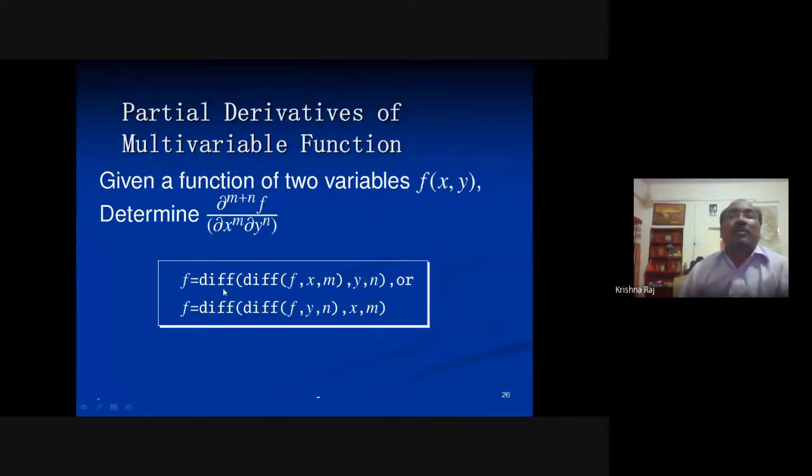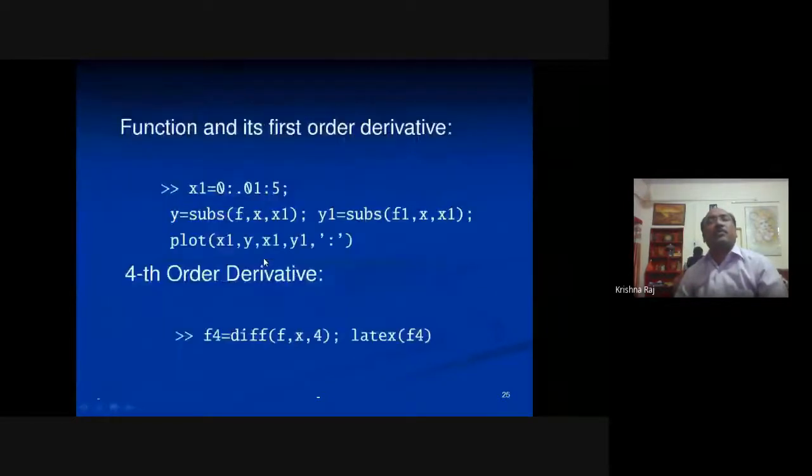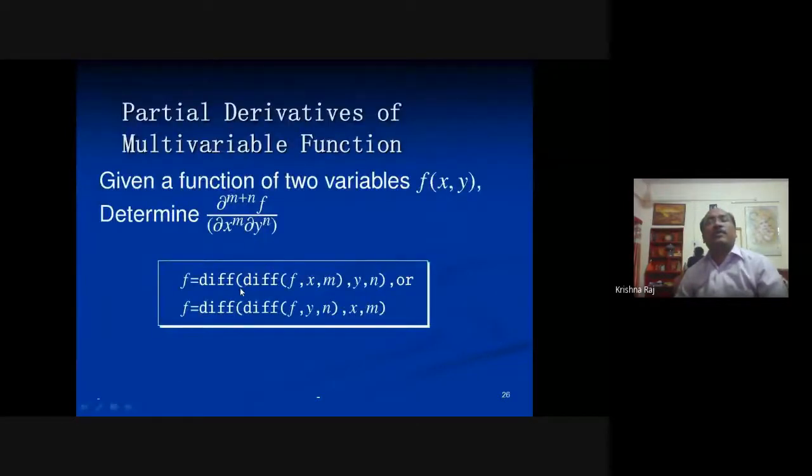So for f, we will use this one for the partial differentiation, that is this function will be differentiated with respect to x as well as y, the mth derivative with respect to x and nth with respect to y. So here the total is m plus n. This is partial differentiation. For this one, we will use this command here, that is diff f, x, m, y, n, or this one here.